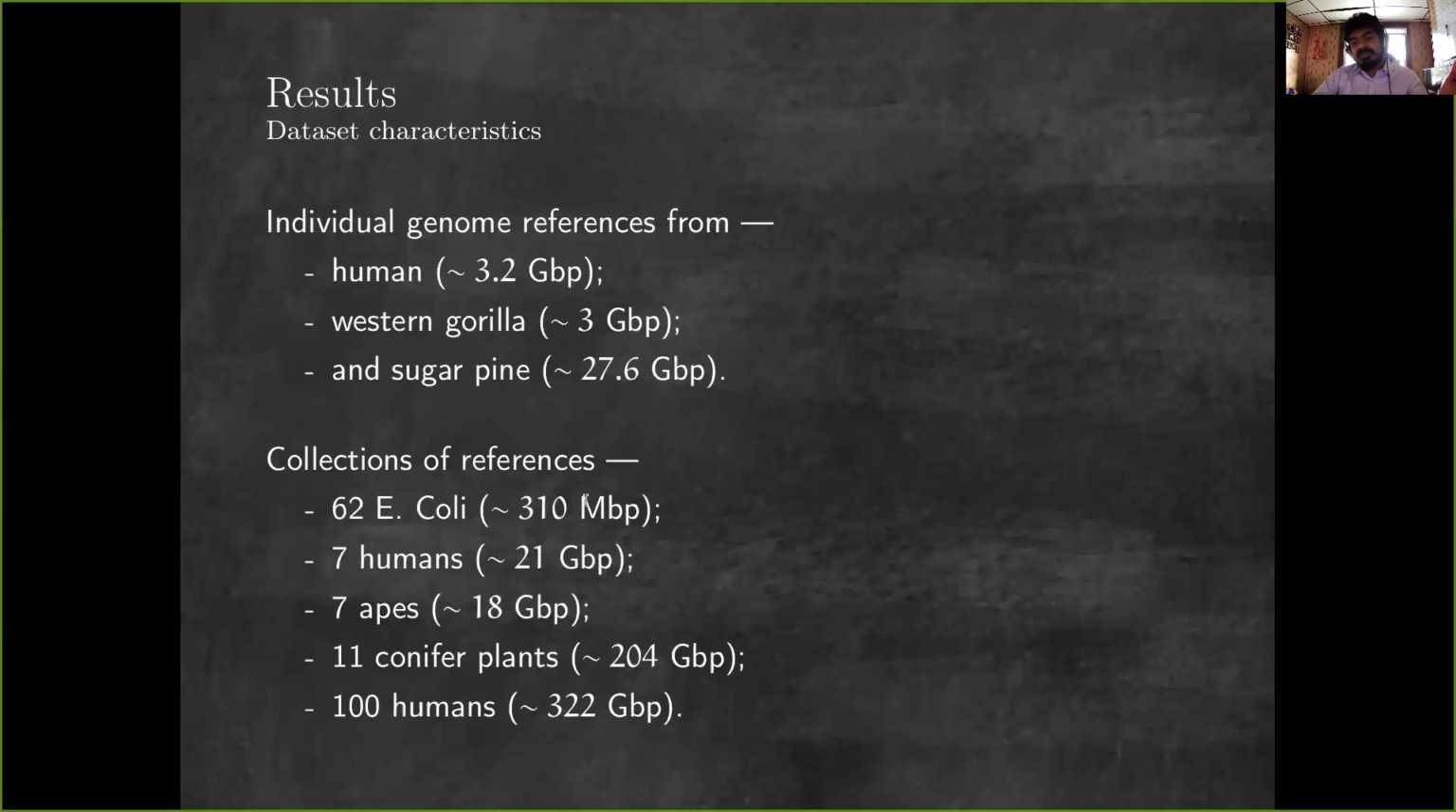To assess the performance of the algorithm on real data, we used a varied collection of datasets of different characteristics. As single input genomes, we used two mammalian references, the human and the western gorilla genomes, and also the quite large sugar pine genome. For multiple input references, we used a variety of datasets: 62 small bacterial genomes from E. coli, 7 humans and 7 apes as a moderate collection of mammalian genomes, and two quite large reference collections, which are 11 diverse conifer plant references and 100 human references.